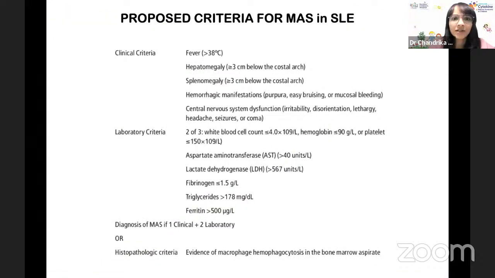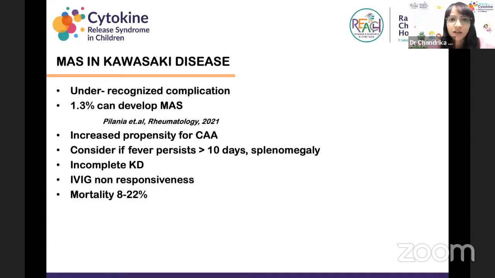And these are some criteria that have been devised to think about MAS in SLE. They're pretty much the same as the previously described criteria, wherein if you have one clinical criterion of fever, hepatosplenomegaly, hemorrhagic manifestations, or CNS dysfunction, along with lab criteria of dropping cell lines, increasing AST, LDH, and dropping fibrinogen, then do think of MAS. Now, moving on to Kawasaki disease, it is actually a very under-recognized complication.